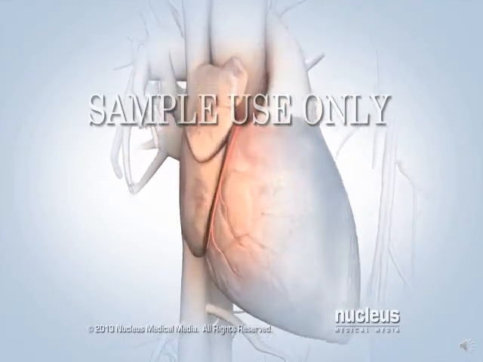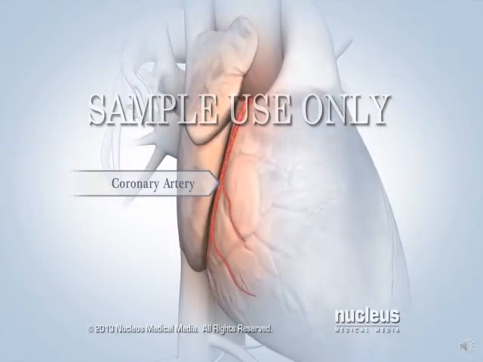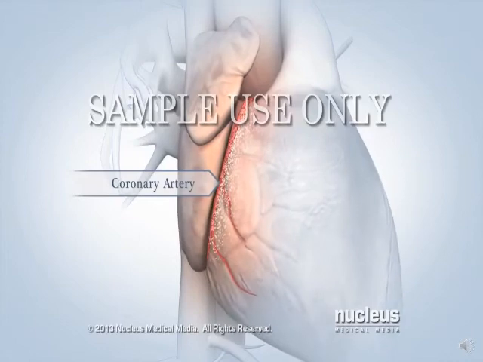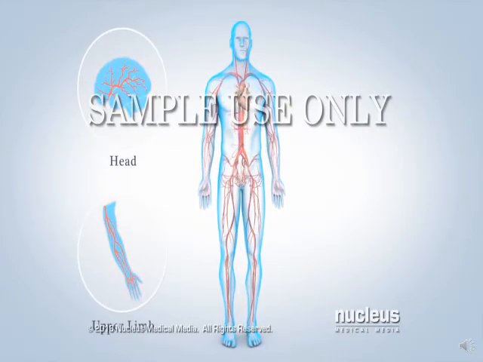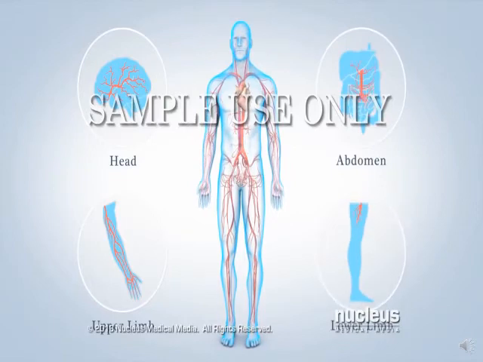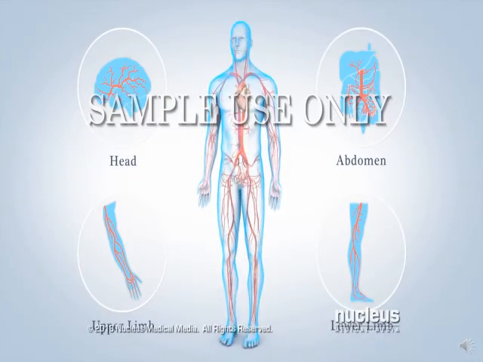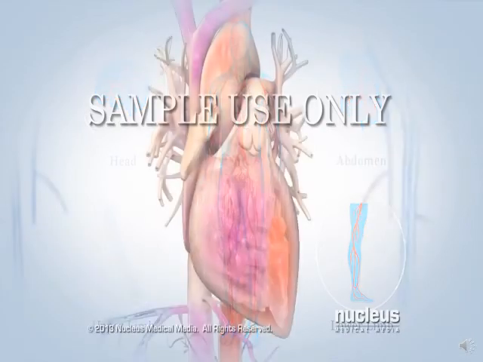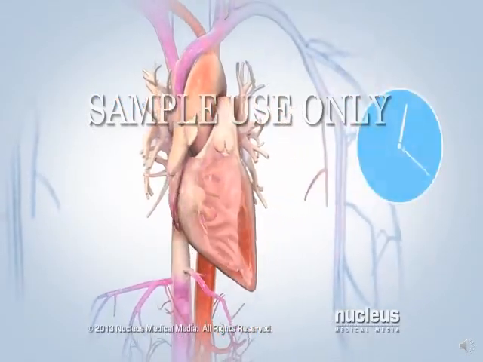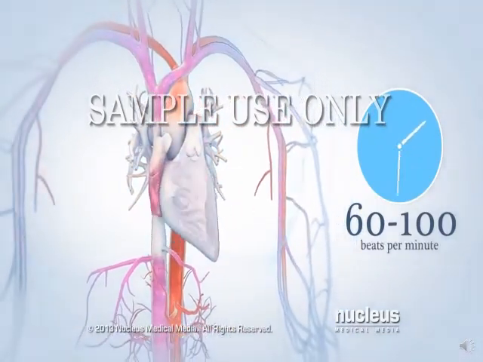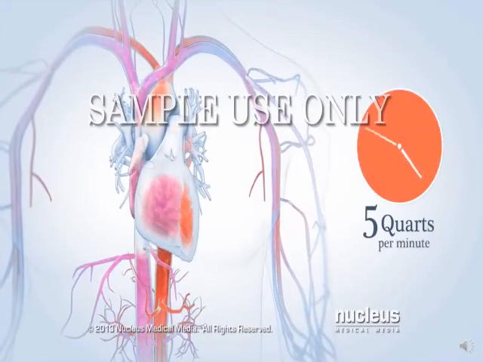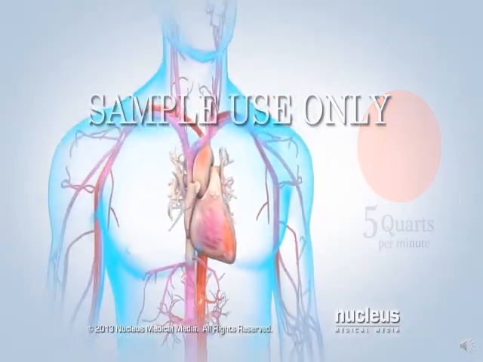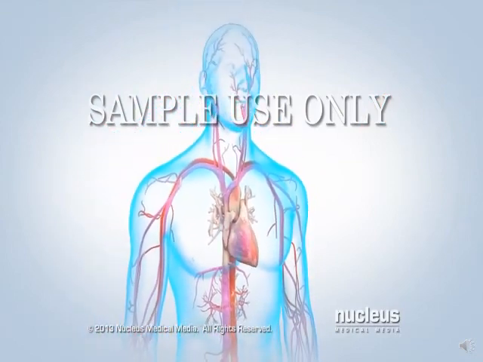The first branches off your aorta are the coronary arteries, which supply your heart muscle with oxygen and nutrients. At the top of your aorta, arteries branch off to carry blood to your head and arms. Arteries branching from the middle and lower parts of your aorta supply blood to the rest of your body. Your heart beats an average of 60 to 100 beats per minute. In that one minute, your heart pumps about 5 quarts of blood through your arteries, delivering a steady stream of oxygen and nutrients all over your body.